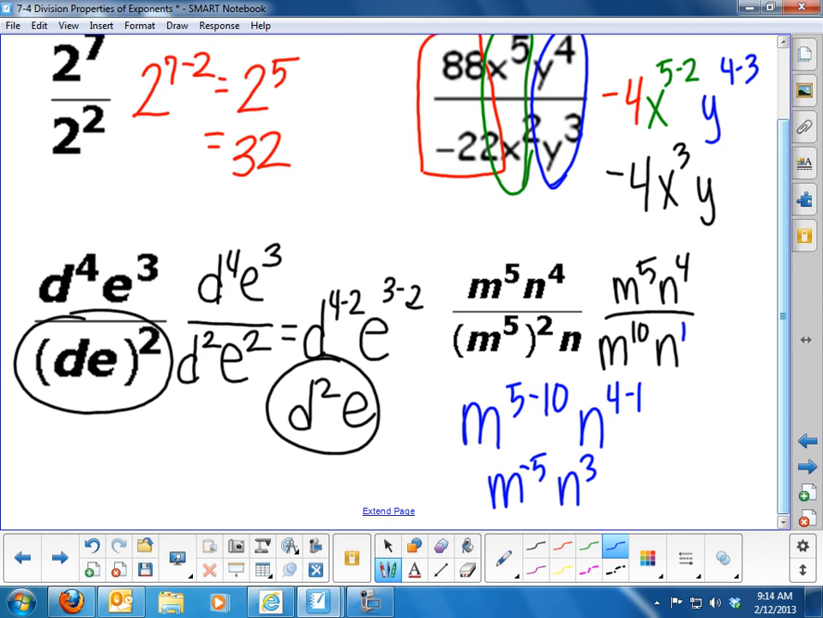What do we know from 7-1, integer exponents? You cannot have a negative exponent in your answer. So I need to simplify this, clean this up a little bit. The n to the third can definitely stay in the numerator, but m to the negative fifth must move down to the denominator so it can become m to the positive fifth in the denominator of my fraction. So that would be my answer.